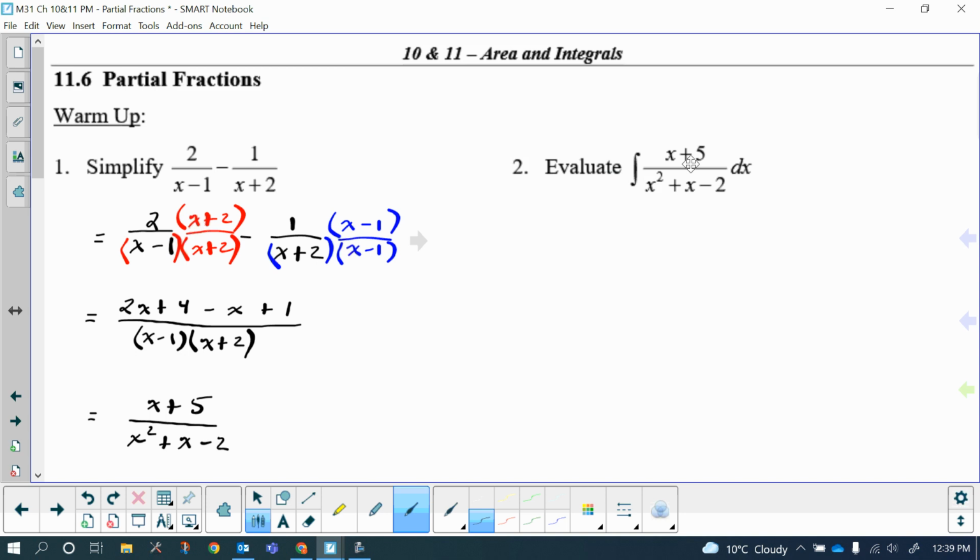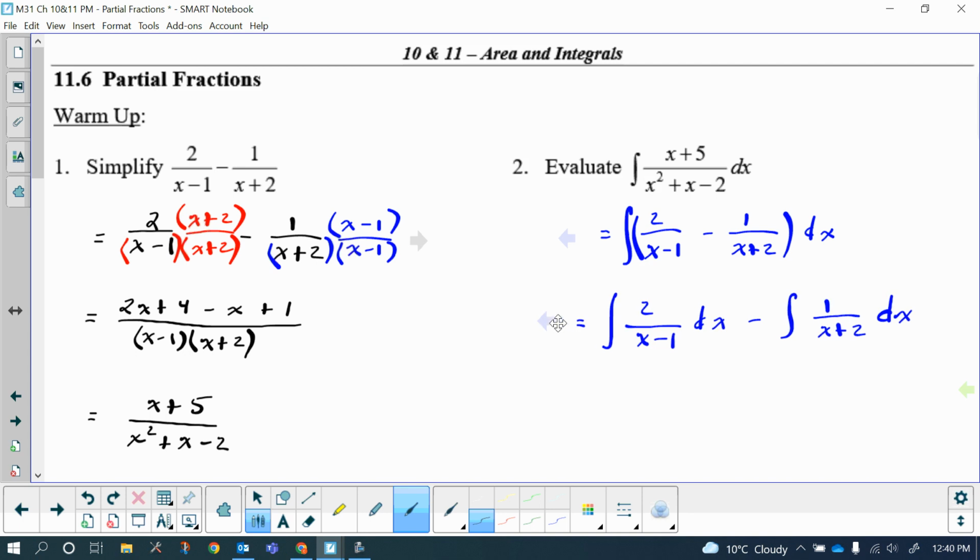So question number 2 doesn't look like we can easily find the antiderivative. The numerator doesn't look a ton like the derivative of the denominator, which means that substitution isn't going to work. But if we can take this rational expression here and separate it into two separate rational expressions, then we have a more manageable question.